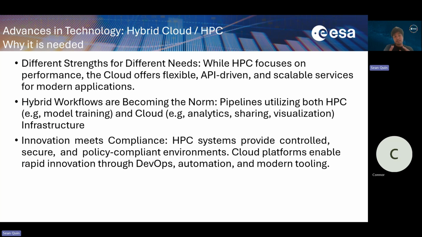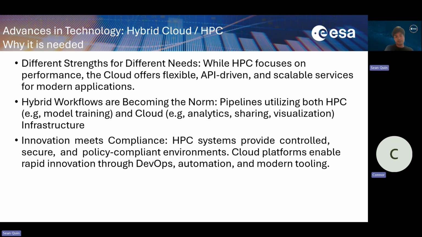So why we need it is the different strength for different needs, something I specified before. Whilst HPC is more on performance, the cloud gives you that flexible API-driven solution. Hybrid workflows that are becoming more popular amongst applications have varying pipelines. For example, the HPC could focus on the model training or the very high compute stuff, whilst the cloud could give you a solution for the analytics, virtualization, etc.